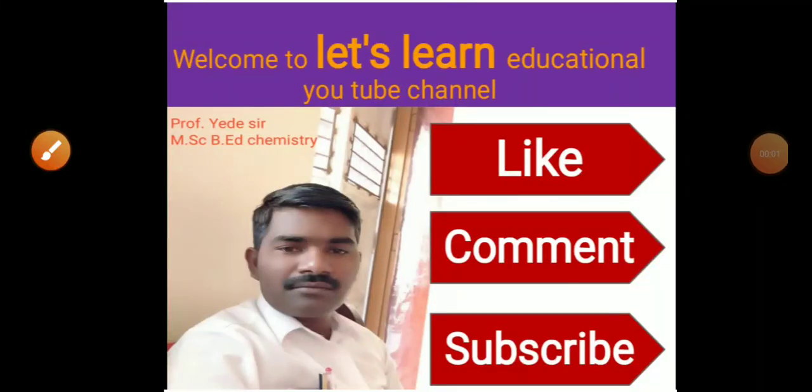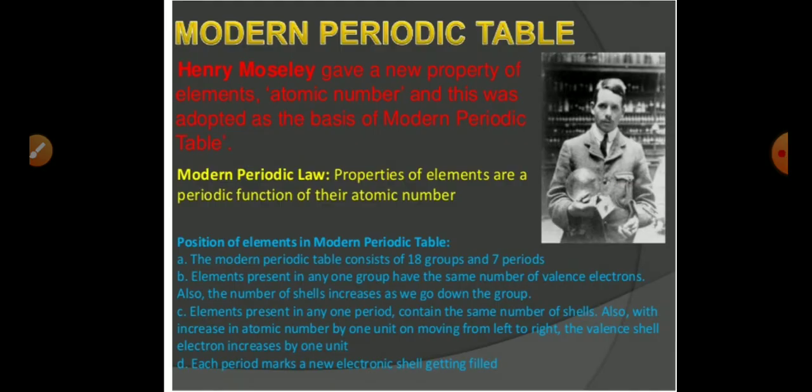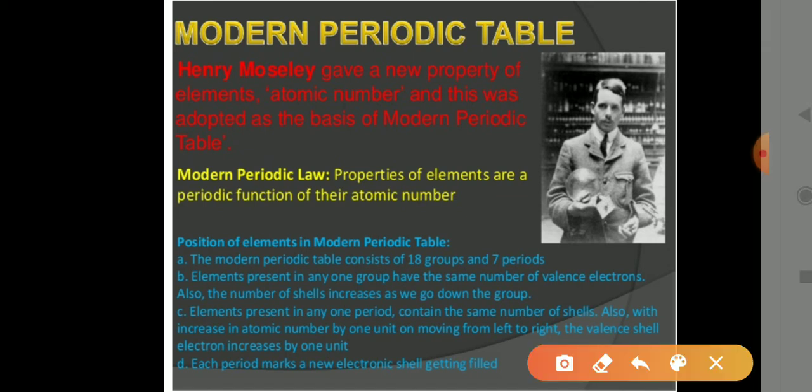Hello students. Today we are going to study the 10th Science Part 1, second chapter, periodic classification of elements. This is lecture number 4. In this lecture we are going to study the modern periodic table. In the previous lecture we studied Mendeleev's periodic table. Now the next topic is the modern periodic table.